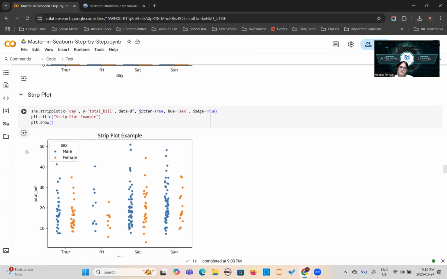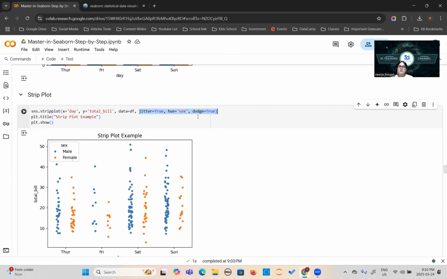Now we will talk about the strip plot. This is also very useful. It is also showing the distribution. There are two main parameters in this, dodge and jitter. Jitter equals true means it will not overlap any data points horizontally in this direction.